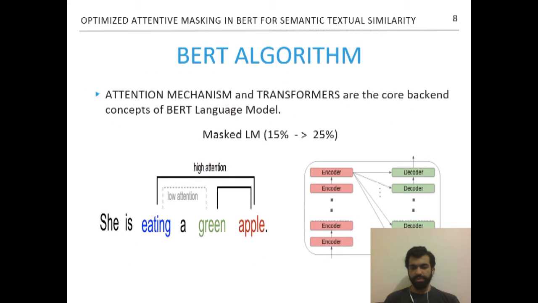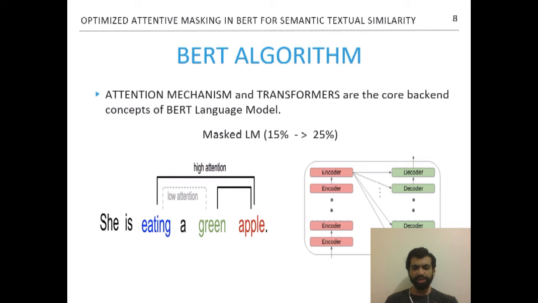All right, so BERT has used two previously proposed major concepts in machine learning, which are the attention mechanism and transformers. For example, in the first picture, there is an illustrated sentence: she is eating a green apple. There is high attention over three words: eating, green, and apple.